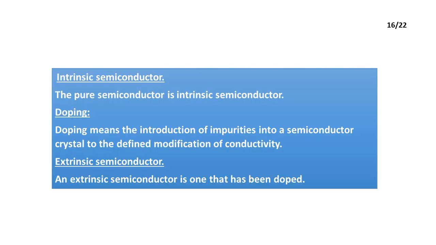Intrinsic semiconductor. The pure semiconductor is an intrinsic semiconductor. Doping. Doping means the introduction of impurities into a semiconductor crystal for the defined modification of conductivity. Extrinsic semiconductor. An extrinsic semiconductor is one that has been doped.